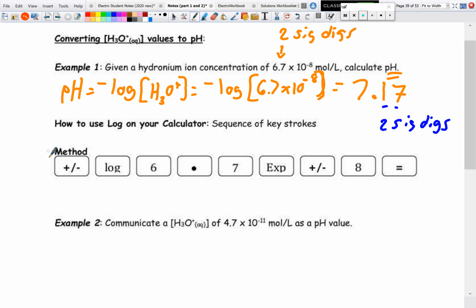Now, what we have right here is the method, how to use log on your calculator. This is if you have the Texas Instruments TI-83 Plus, so you click the negative first, then log, then your brackets come out, so you go 6.7 times 10 to the power of negative 8, and then equals, and you should get your answer. But depending on your calculator, the keystrokes might be a little bit different, so just please play around with it until you get your answer for this one right here.